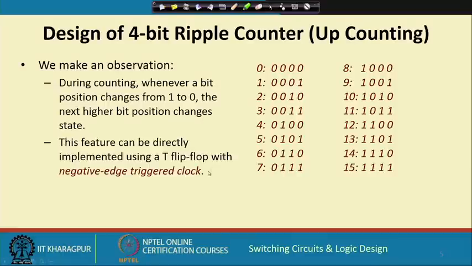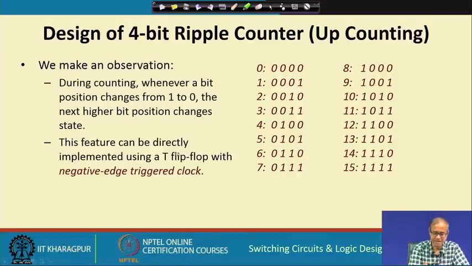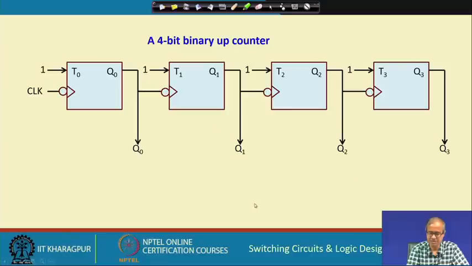So, what we are saying is that this feature can be directly mapped into a T flip flop circuit with negative edge triggered clock. Let us see how the counter will look like. The counter will look like this. This is a 4 bit binary counter. I use 4 T flip flops, where the T inputs are permanently set to 1, which means whenever there is a clock, the flip flop will toggle, it will change state. So, the input clock is fed only to the first flip flop. This is your least significant bit, LSB, and the rightmost one is your most significant bit.